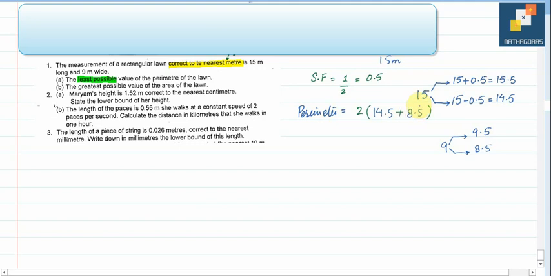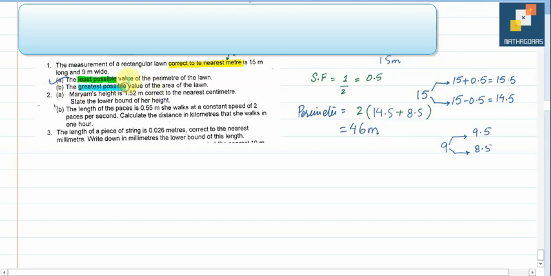Calculate it. So 14.5 plus 8.5, it's 23, times 2, it's 46. So the lower bound perimeter is 46 meters. So that is the perimeter, lowest perimeter. Alright. For 1B, the greatest possible value of the area.